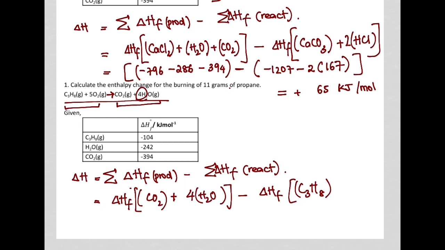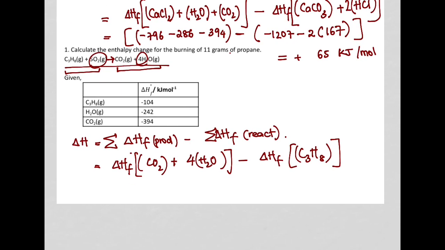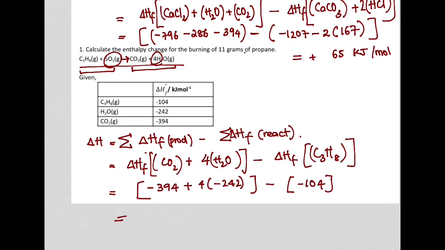And if you look at oxygen, oxygen is in its elemental state. Therefore, enthalpy of formation of oxygen would be 0. So it'd be just plus 0. So you can just ignore the oxygen. So you just plug in the values now. So this is minus 1258 kilojoules per mole.